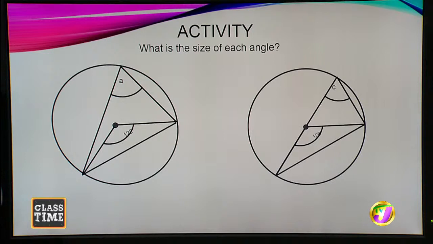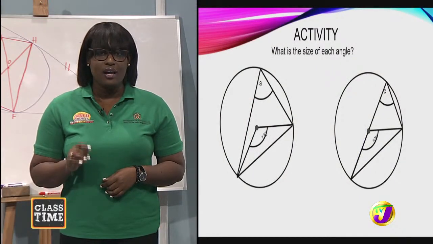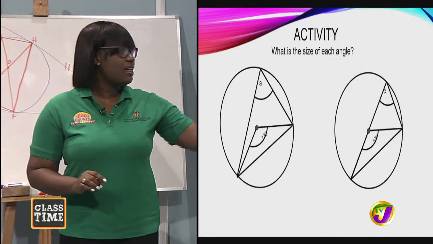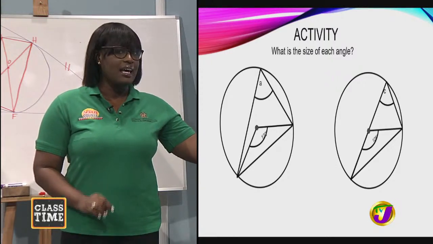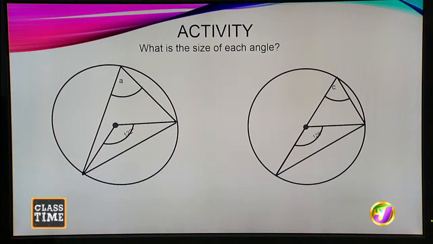All right. So, guys, I hope you have out your paper and your pens. I want you to try these two questions. On the board, we have two circles. In the first, at the center, the angle measures 122 degrees. And in the second circle, at the center, the angle measures 128 degrees. I want you to tell us the measure of angle A and angle C. I'll give you a little time. One minute. Easy breezy.